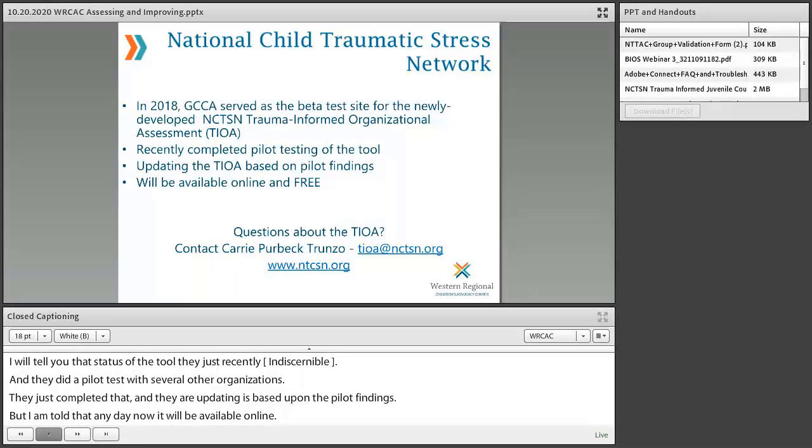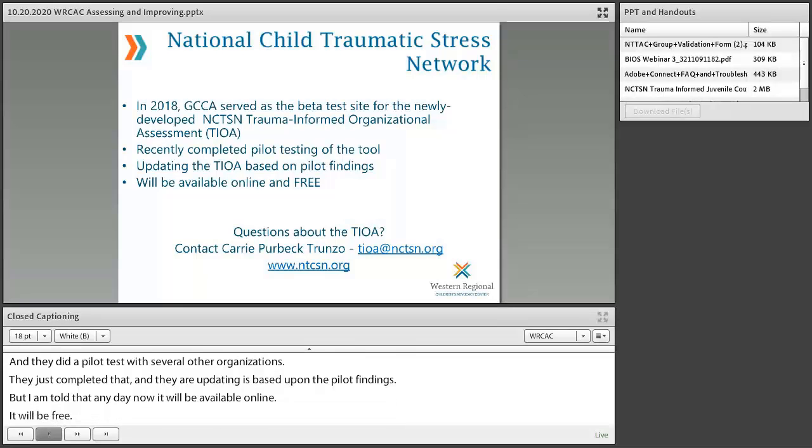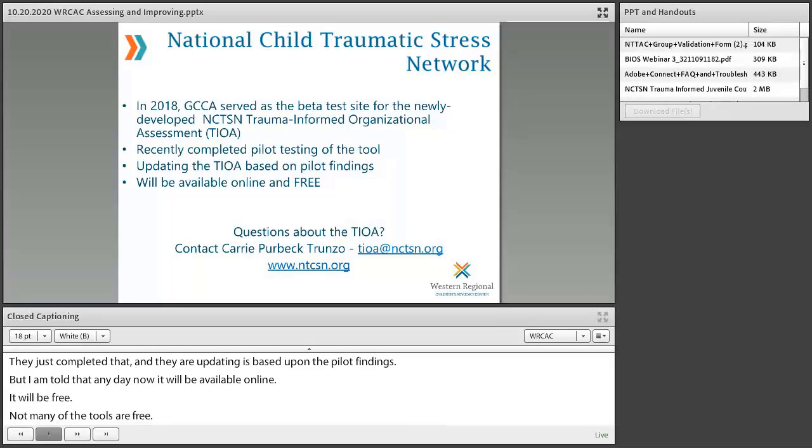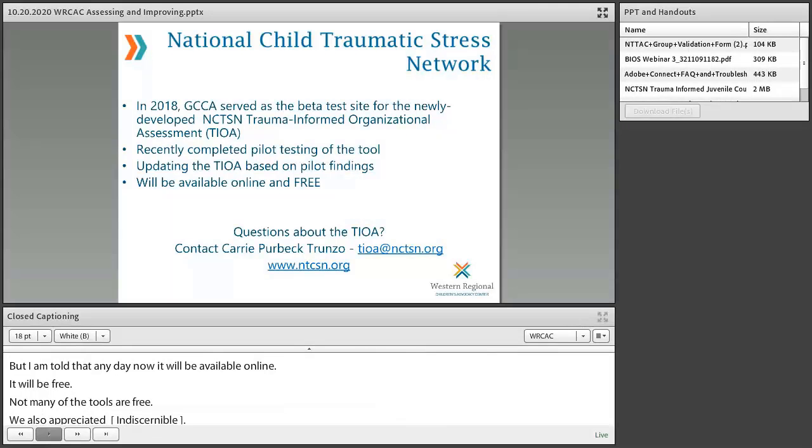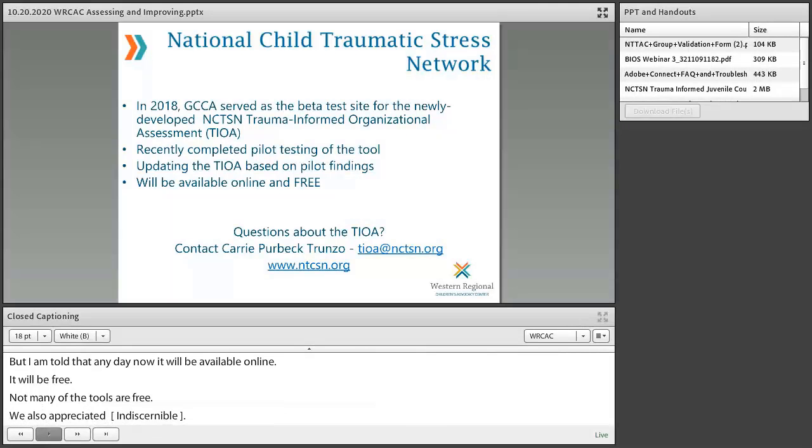We also appreciated the focus on multiple domains. When I get into the tool a little bit more, you'll see it is assessing multiple domains. Some of the tools that are out there look at only one particular domain, like screening for trauma. Others are specific to secondary trauma, like is your organization addressing secondary traumatic stress, and how? We wanted something a little more robust, and that was one of the reasons we really liked this tool.